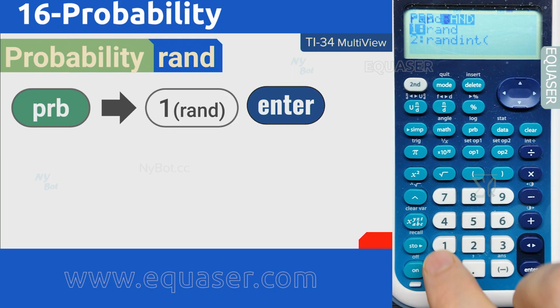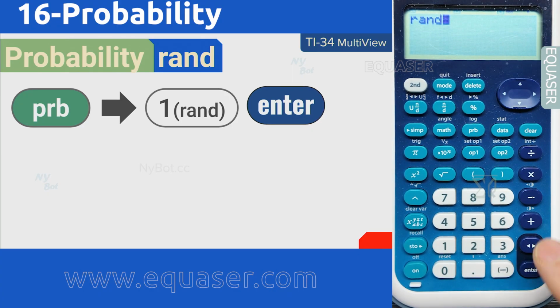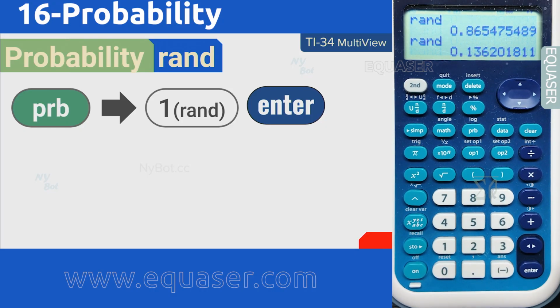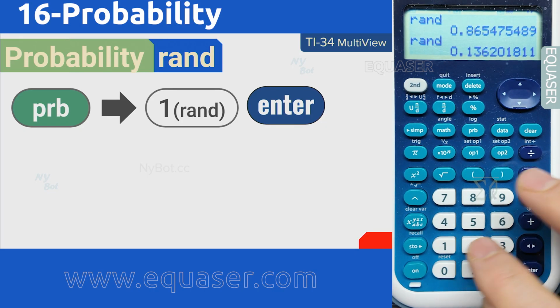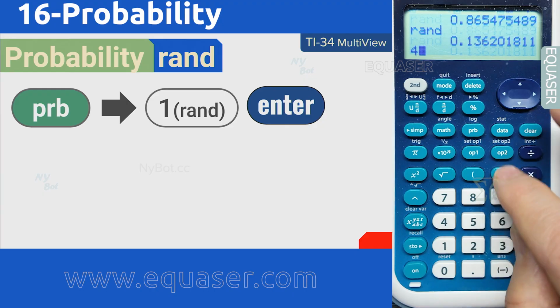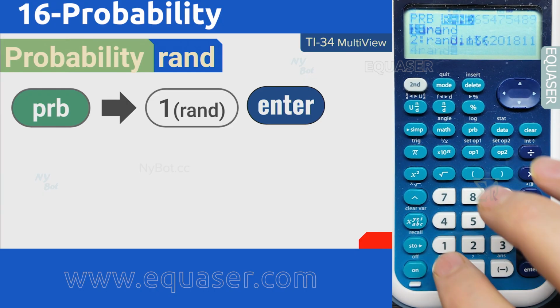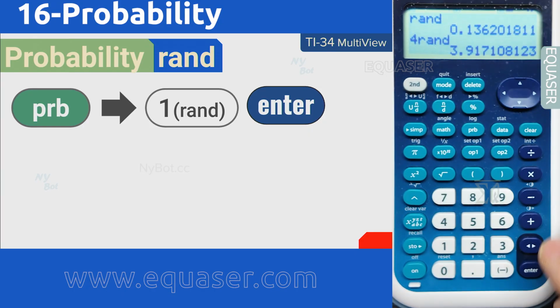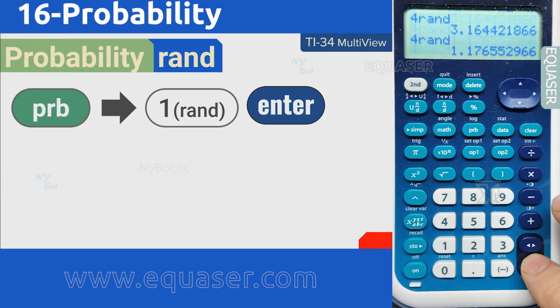PRB, go to the right and 1. This is generating a random number if I press enter. If I press it again, it will generate another number. If you want to multiply it by some number, let's say 4, PRB and then 1 and equal, that has been multiplied continuously if I press enter.